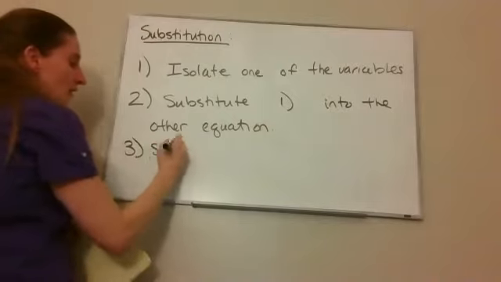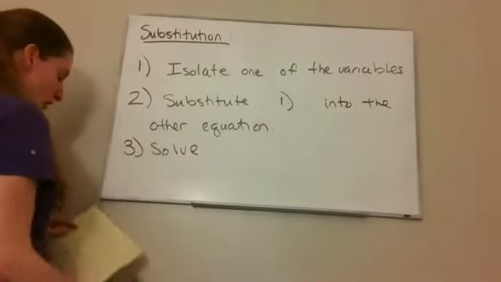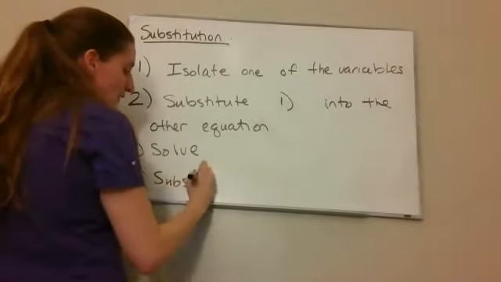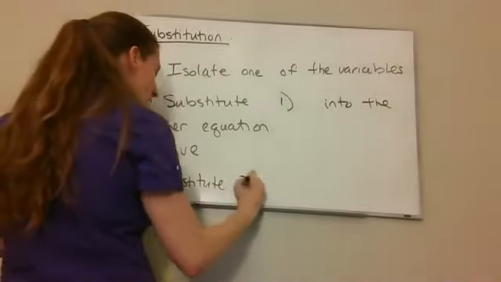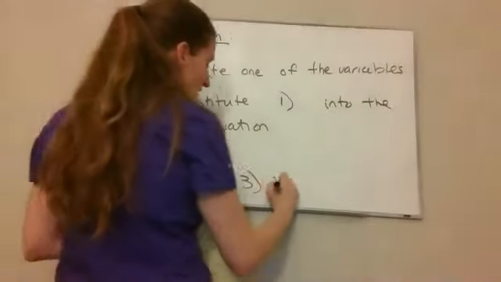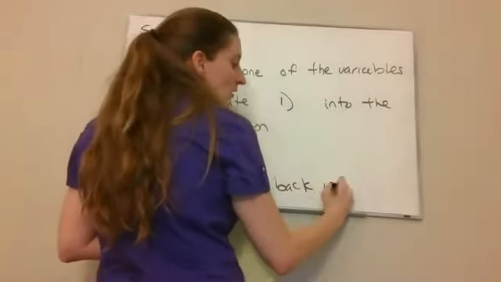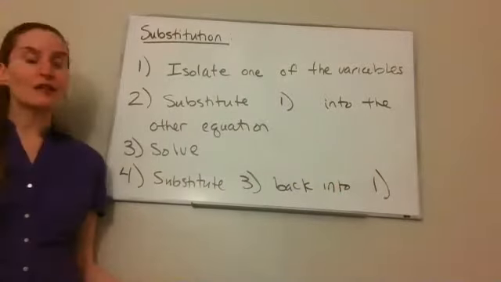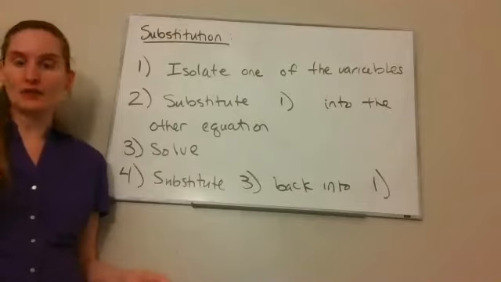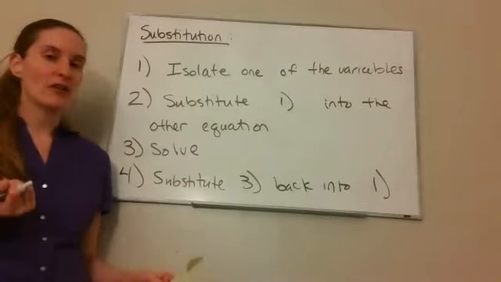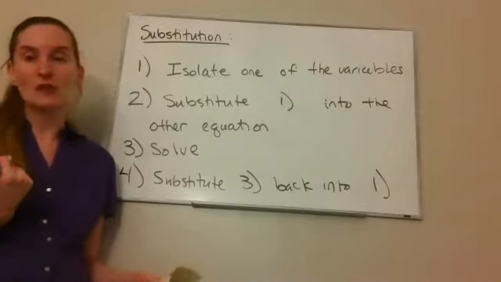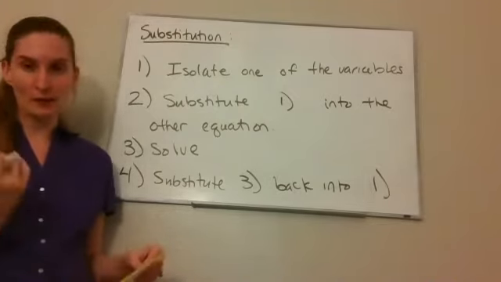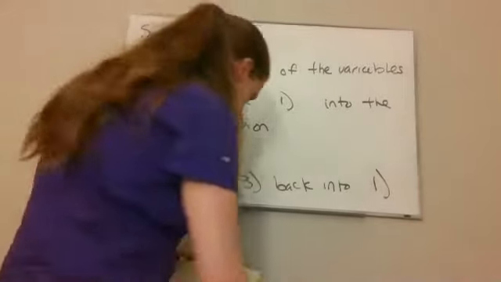Step 3, solve this new equation. And then the last step, substitute your result from 3 back into the result from 1. Since our solution is going to be a point where the two lines hit each other, you're going to have one answer for x and one answer for y, and the solution is the ordered pair x, y. So let's do an example.